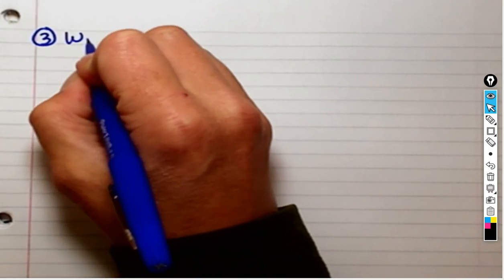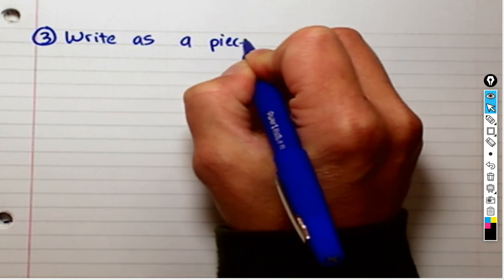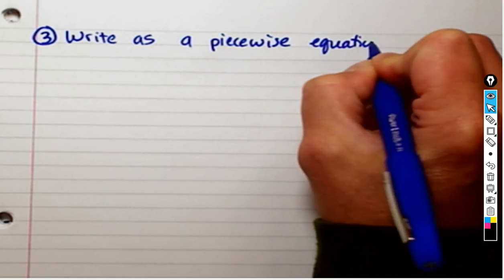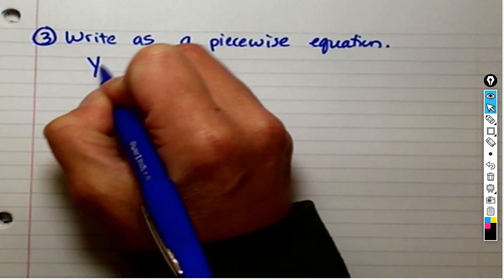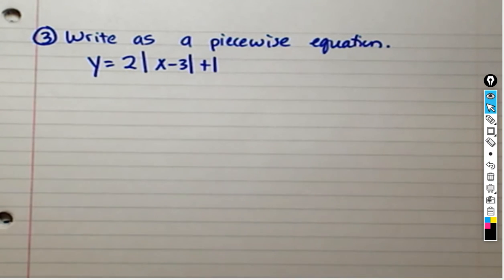Okay, I'm going to give you one to try, and then this is it, and then we're going to switch to practice. Okay, this time, no graph. Right? No graph. Write as a piecewise equation. Right, y equals. Okay, that's it. That's all I'm going to give you. Notice I'm scaling back on how much information you have to work with.